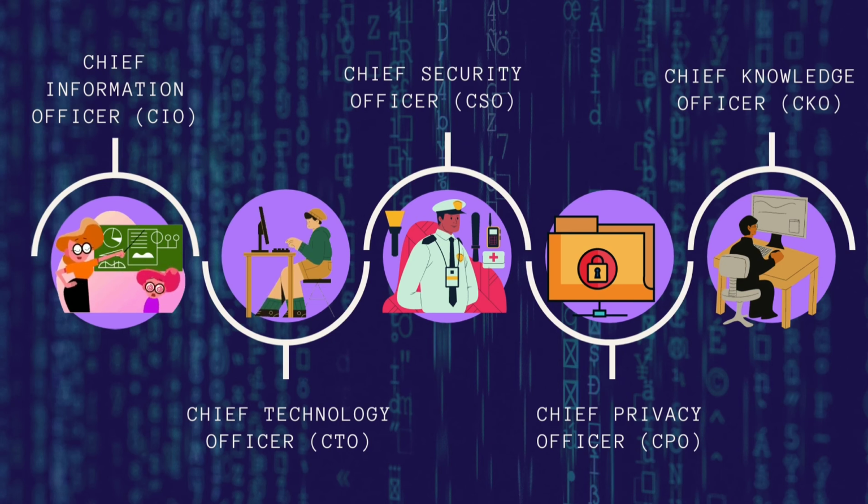Next, Chief Security Officer (CSO). They are responsible for ensuring the security of IT systems, while Chief Privacy Officer (CPO) is responsible for ensuring the ethical and legal use of information within the organization. Lastly, Chief Knowledge Officer (CKO) is responsible for collecting, maintaining, and distributing the organization's knowledge.